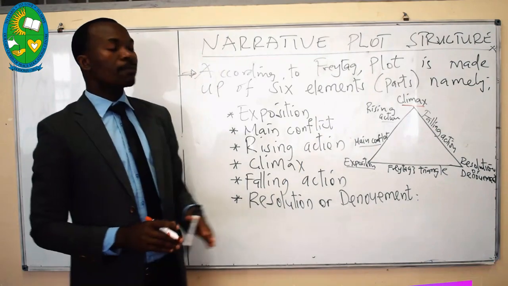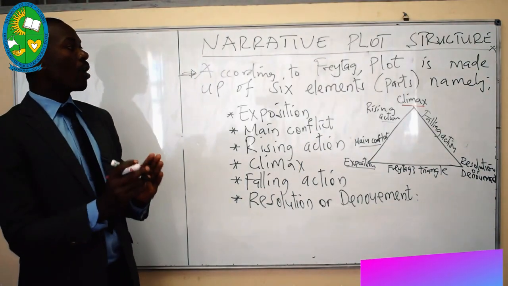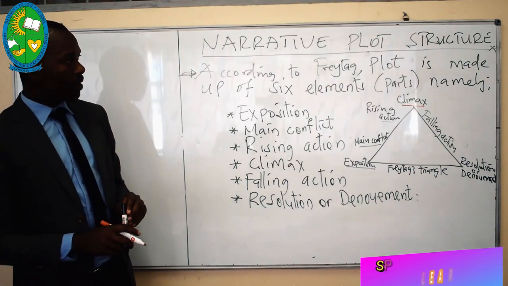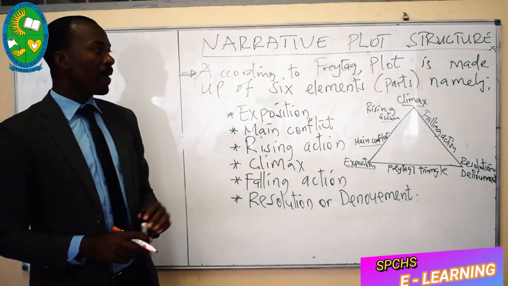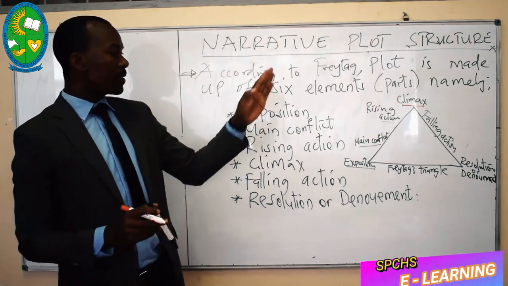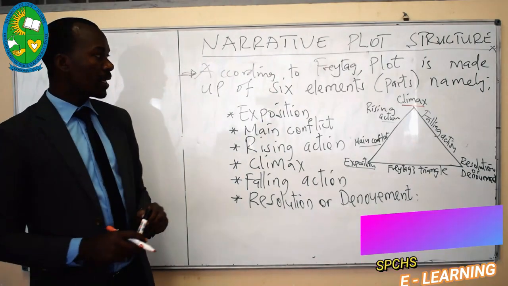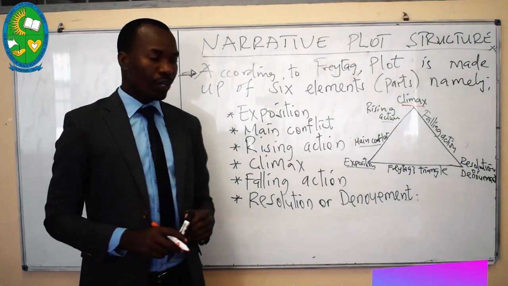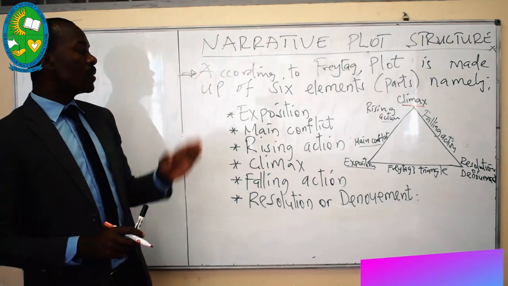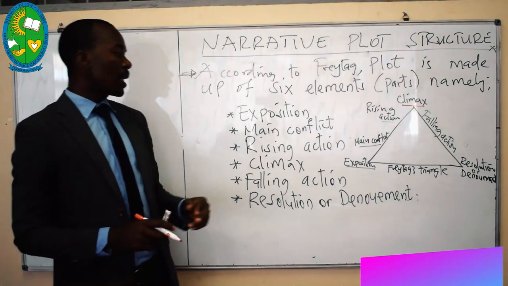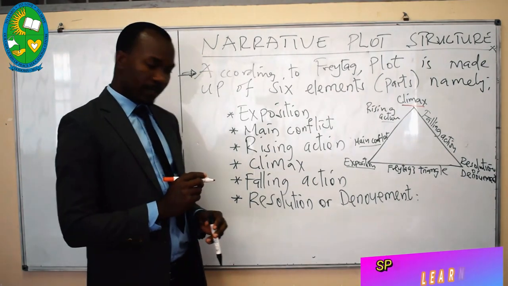All these six parts are what we call the elements of the plot structure, and all these are what make up a story. Without these particular parts, in any creative writing, a story cannot be a story. Therefore, these parts will be explained one after another in the coming part.